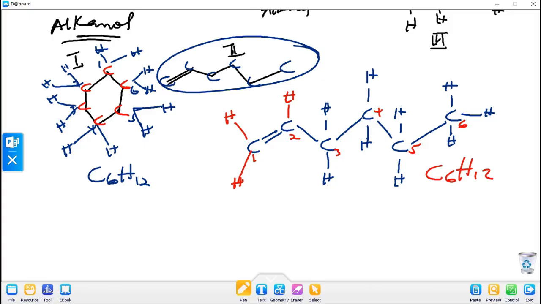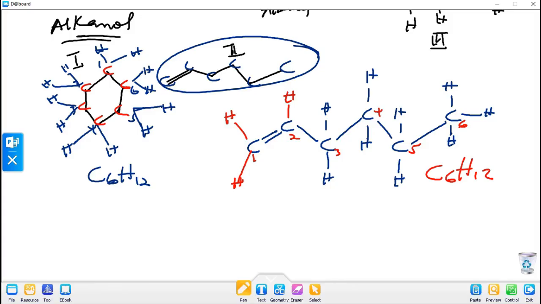Compound 1 belongs to the homologous family called cycloalkanes. They are cyclo compounds. They are not really aromatic, but they are cyclo compounds. While the second compound, compound 2, is in the alkene family. It is an alkene compound. So this is actually what we should get to understand. When 2 or more compounds belong to different homologous series, having different functional groups, but they have the same molecular formula, then such compounds are said to be functional isomers. It is as simple as that.